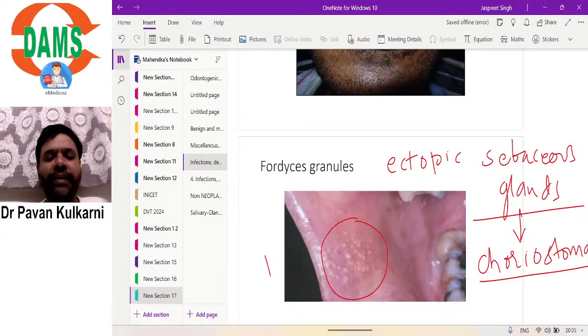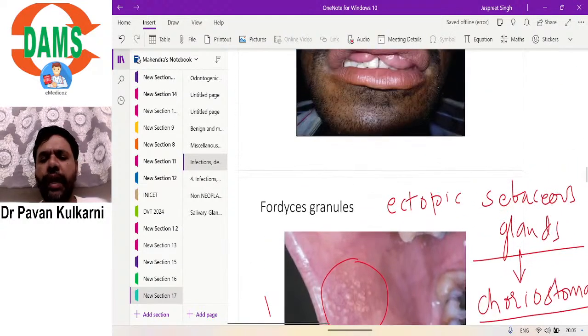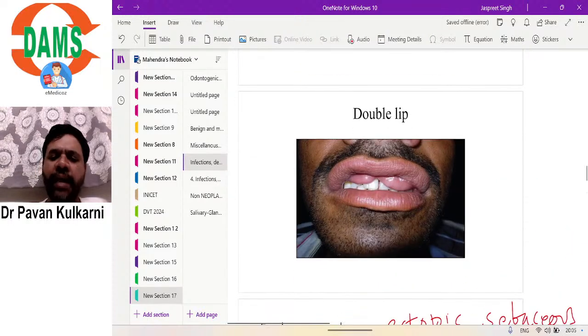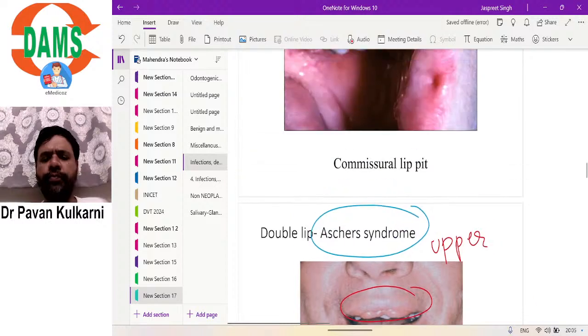We have started with the developmental disturbance, and that too the images related to developmental disturbance, where Fordyce's granules is this image. This is the image that we have to see, and these are yellowish granules. Now this is an image of a double lip. Double lip is associated with the syndrome called Ascher syndrome.